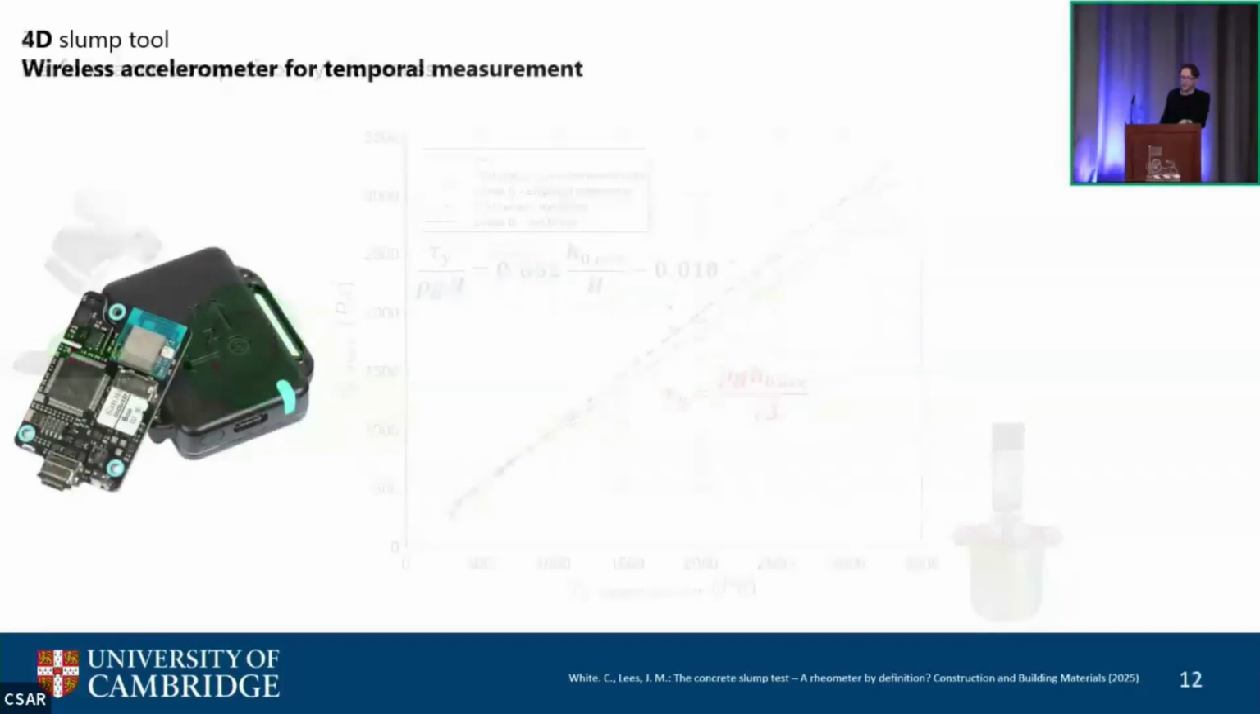Probably more interesting is how you measure time. Now, there had been many, many different proposals to measure the time of the concrete moving. All of them were very intrusive, and as I mentioned, this test is embedded in everyday practice, and people didn't want to change the test. They didn't want anything that was invasive, so I came up with a new idea of using a wireless accelerometer that would allow us to measure time, and that's what you're seeing on the screen.